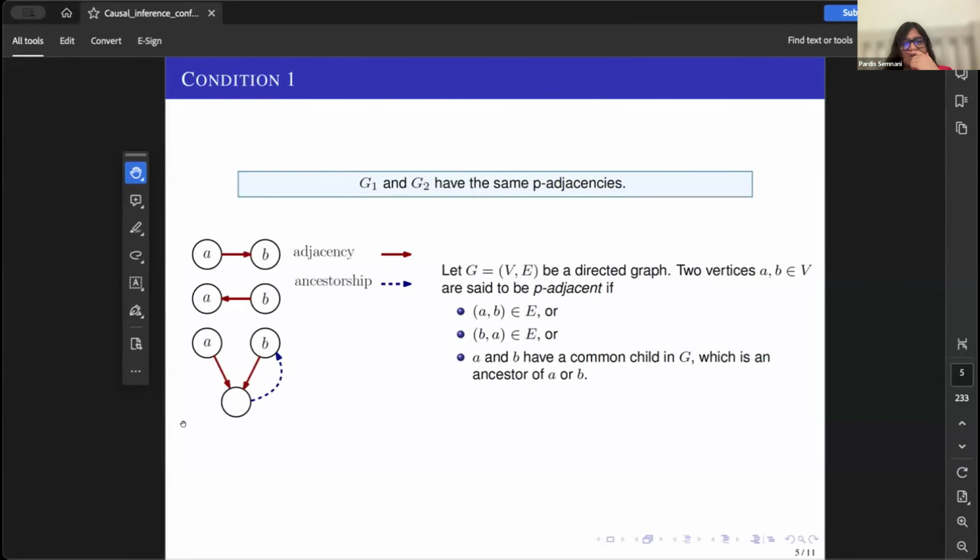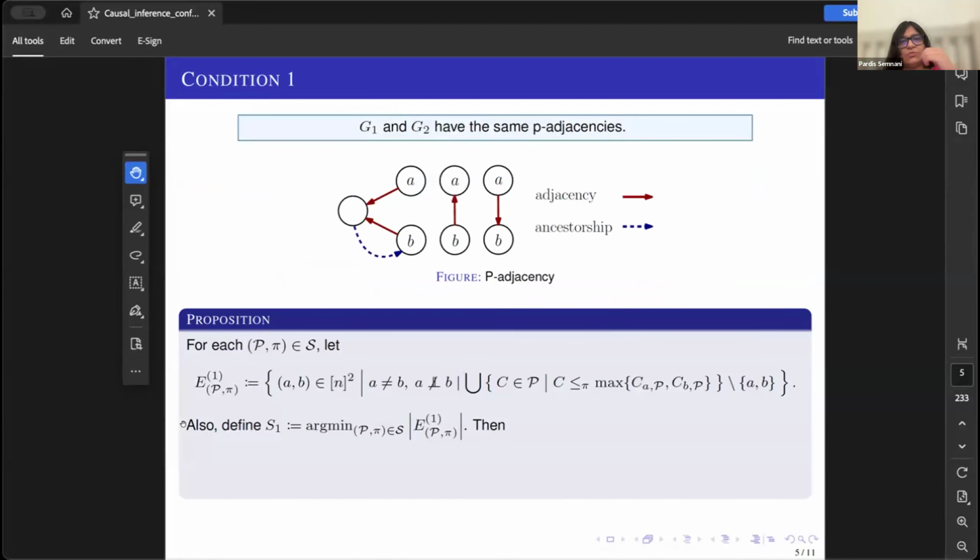So that's the definition of pseudo adjacency. Now, corresponding to this structure that should be common in all Markov equivalent graphs, we define this set E1 for each partially ordered partition P and pi. This E1 will consist of all pairs A, B, such that A is not independent of B, given the set of all vertices that come before A or B in this partially ordered partition P, pi.